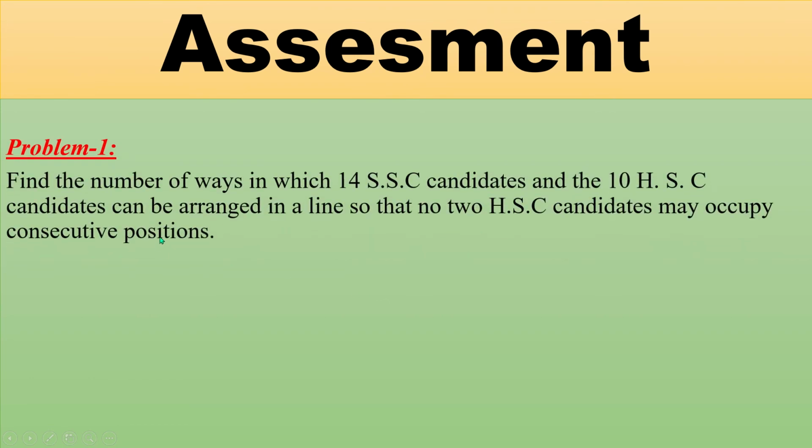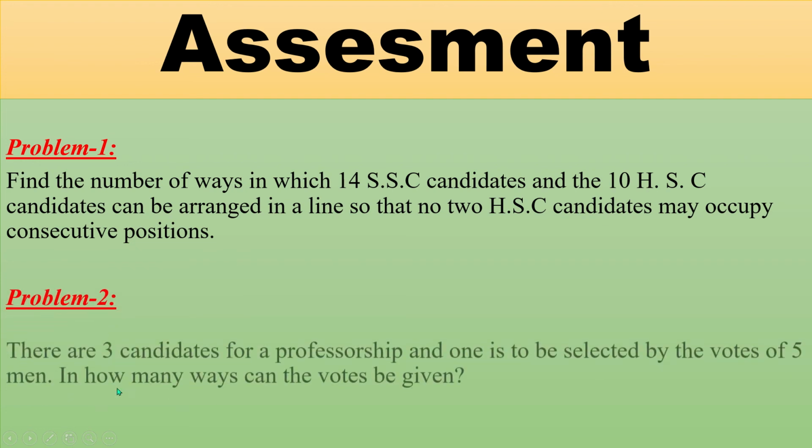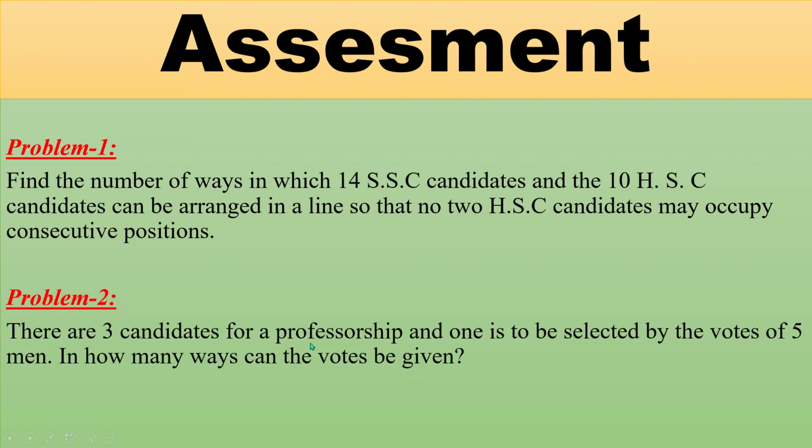Now assessment. Find the number of ways in which 14 SSC candidates and 10 HSC candidates can be arranged in a line so that no 2 HSC candidates may occupy consecutive positions. And problem 2. There are 3 candidates for a professorship and one is to be selected by the votes of 5 men. In how many ways can the votes be given?